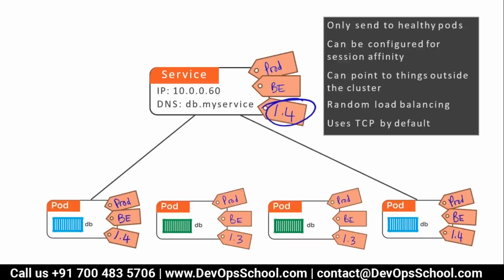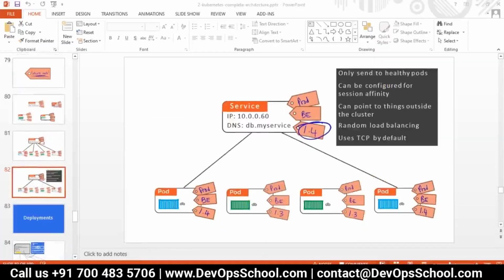So now the question is, what is a service? A service only sends traffic to healthy pods. Healthy pod means a running pod. Again, it can be configured for session affinity also. Again, the third point is important: a service can point to things outside the cluster. Yes, and this is what I was talking about to begin the discussion, right?